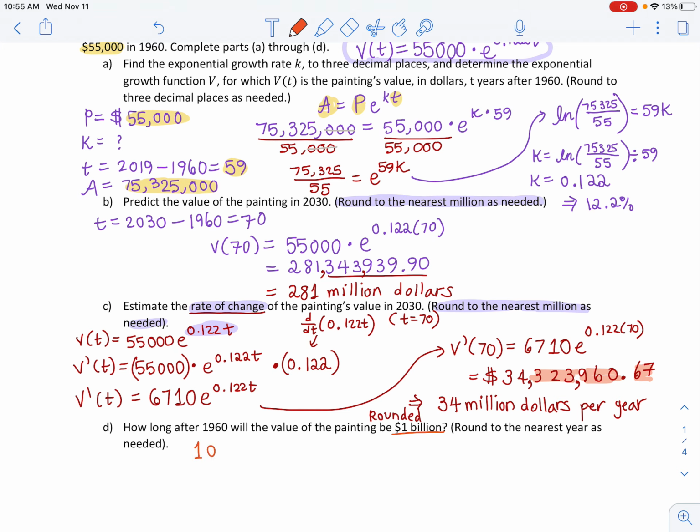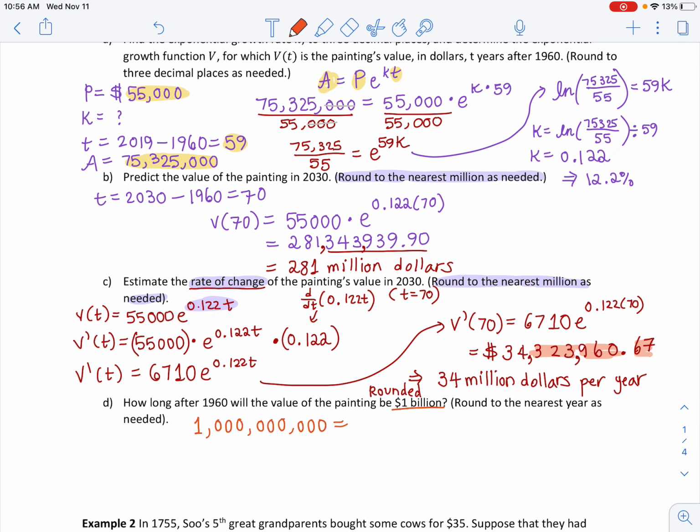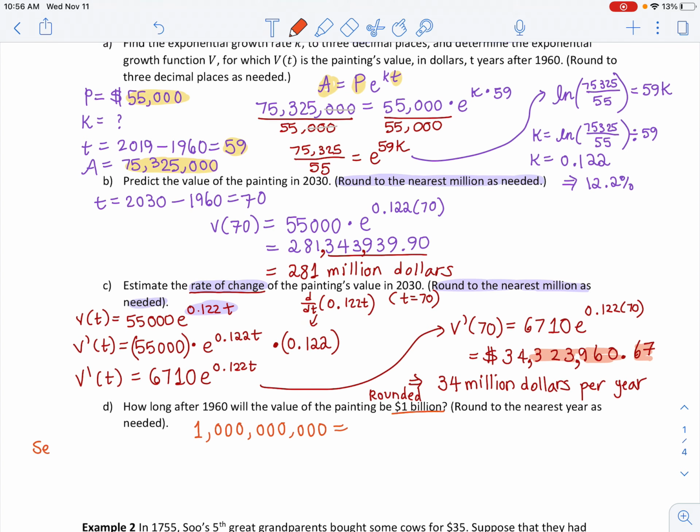So let's go ahead and say 1 billion. 1, 2, 3, 4, 5, 6, 7, 8, 9. Stick those 9 zeros. Okay, and we're going to say that's equal to our V of t. So I'll write down what I'm doing over here. Set V of t, the value function, equal to 1 billion. Do not set it equal to the rate of change function, not the derivative function, but the value function, because V of t is what we use to find how much the painting is worth.